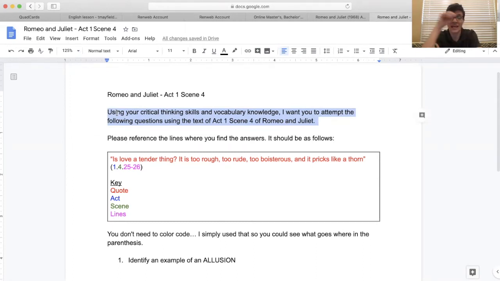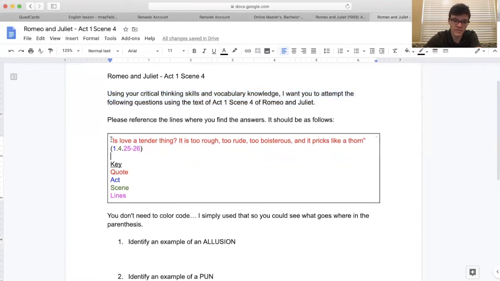And there's a certain way that you guys need to learn how to cite lines from a play. And so I've demonstrated down here. So you'll have your quote itself. Following the quote, you will include in parentheses where you found it. So the first number is the act. So we're in Act 1. The second number is the scene. We're in Scene 4. And the pink numbers are the lines themselves. So I've just put that example for you. You don't need to color code yours. I simply use that so you could see what these numbers stand for.